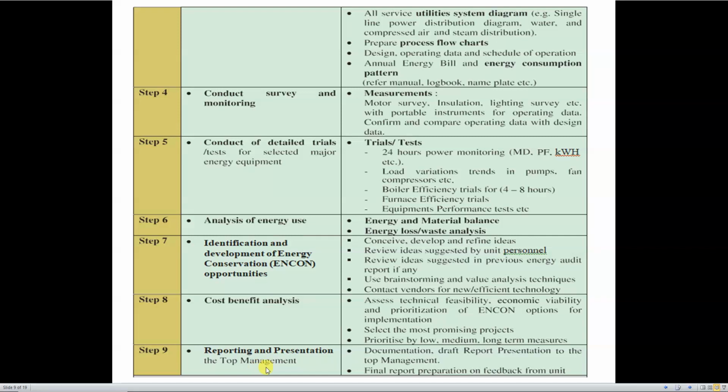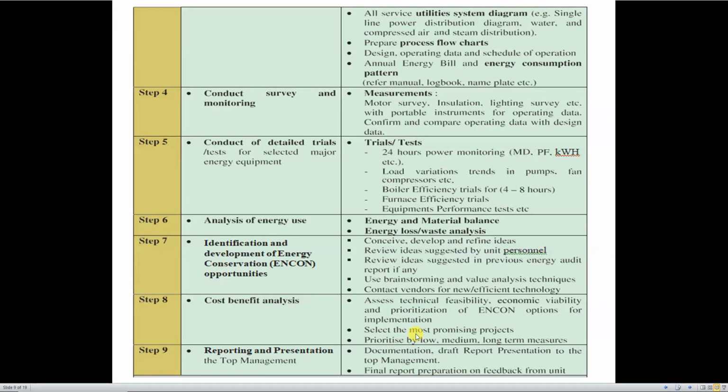to the top management of the industry. Top management means executive director, CEO, CFO, CTO, chief financial officer, chief technical officer, and so on. So it includes documentation, proper documentation, draft report presentation. This is not the final one, you have to make a draft to the top management, so that they can finalize the audit. Then the final report presentation on feedback from the unit.